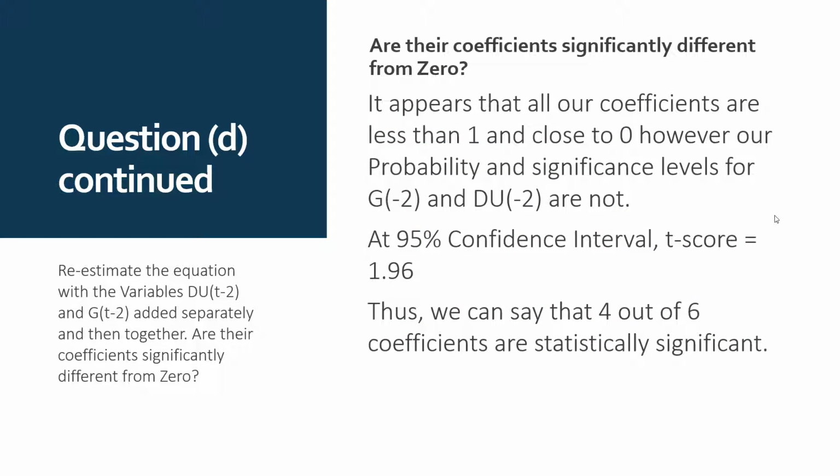So, are their coefficients statistically different from 0? It appears that all our coefficients are less than 1 and close to 0. However, the probability significance levels for g minus 2 and du minus 2 are not. So, at a 95% confidence level, which is a t-score of 1.96, we can say that 4 out of our 6 coefficients are statistically significant and different from 0.